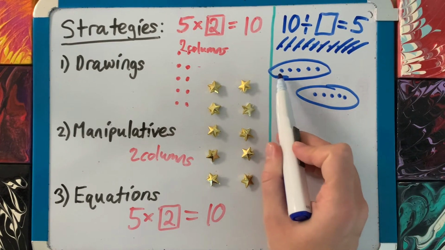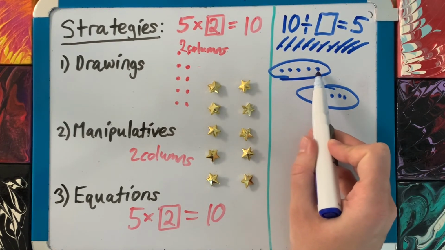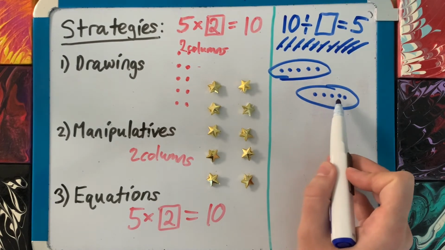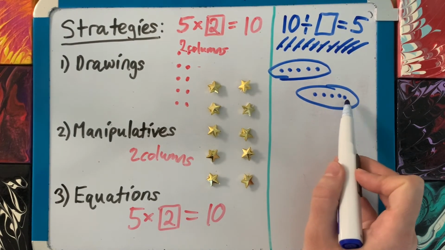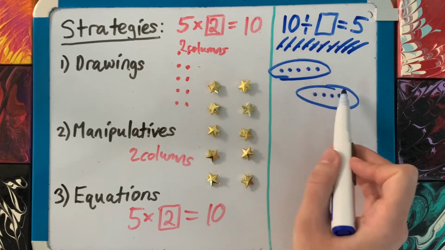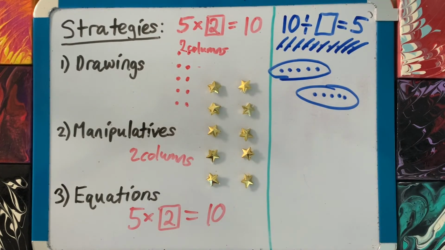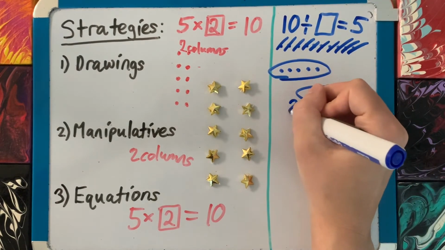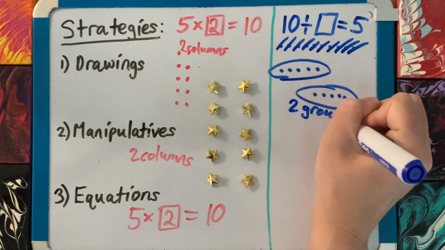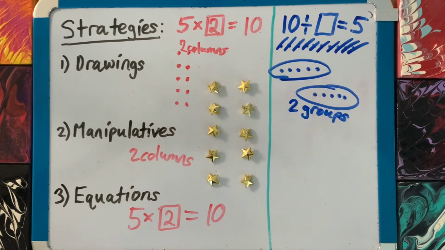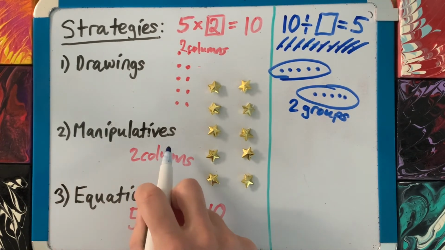Well, there's 1, 2, 3, 4, 5 dots in this group and 1, 2, 3, 4, 5 dots in this group. So here's our first group and here's our second group. So there's 2 groups total. 2 groups. Awesome. So that was using our drawings strategy. Now let's use our manipulative strategy.